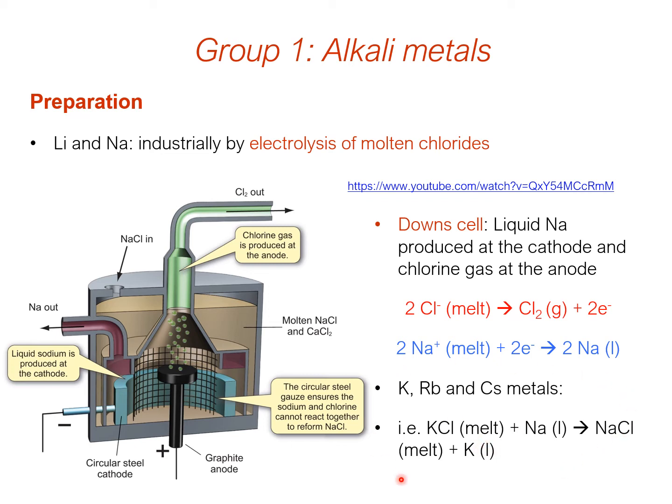And down here we show how potassium, rubidium and cesium can be formed, and this is similarly by melting the chloride salts. However, it's now a displacement reaction, so you'll start with molten potassium chloride mixed with liquid sodium, and then the chlorine jumps from the potassium to the sodium, leaving you with purified liquid potassium.